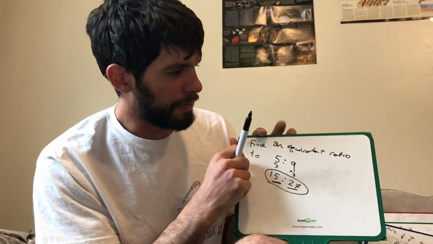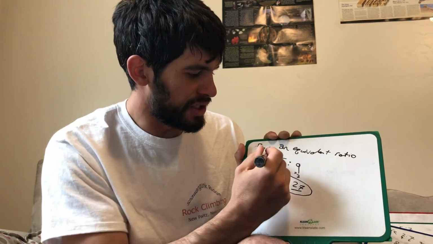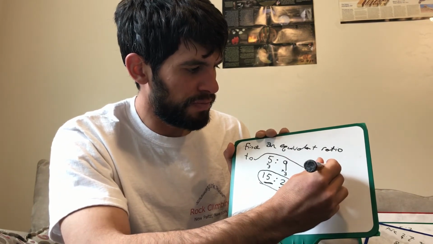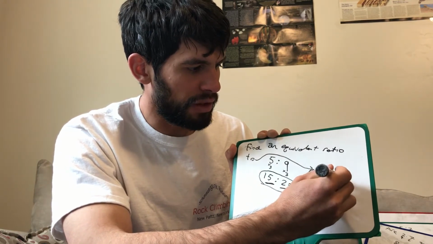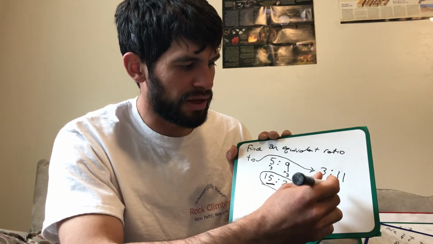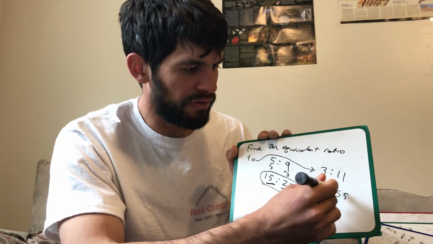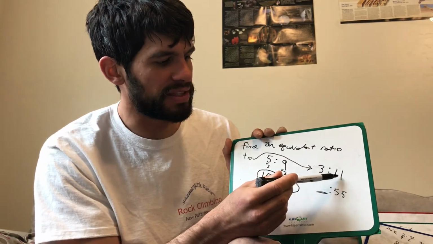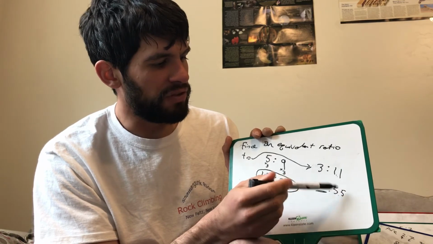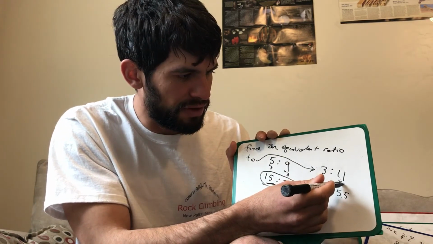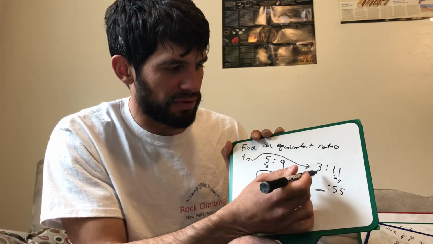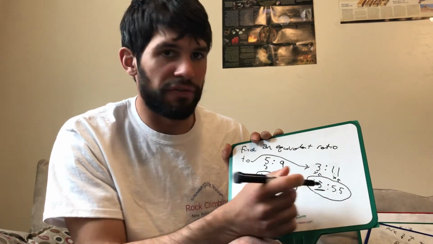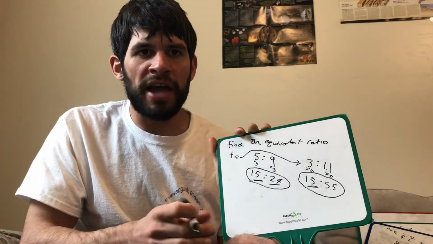Let's do one more example. Suppose we want to find an equivalent ratio to 3 to 11, and this time we're given 55 to blank. We do the same thing: we look at what we have to multiply this number by to get this one. To get 55 from 11, we multiply by 5. That means we also have to multiply the 3 by the same thing, and we get 15 to 55. So that is our lesson on ratios.